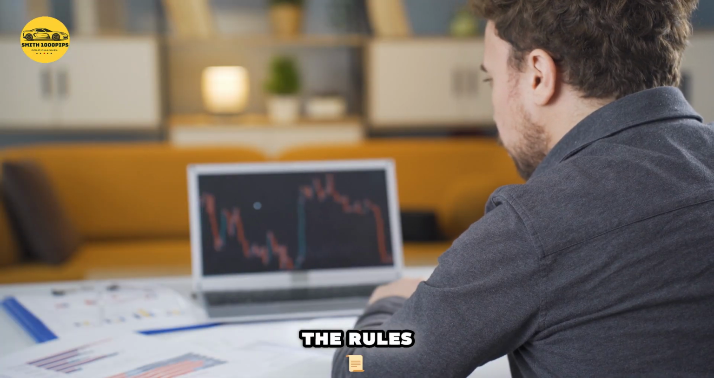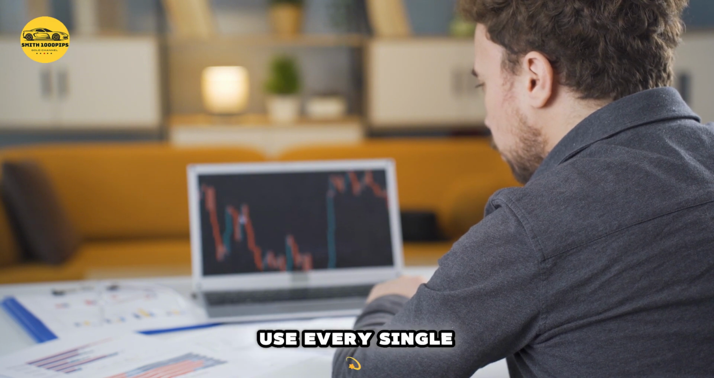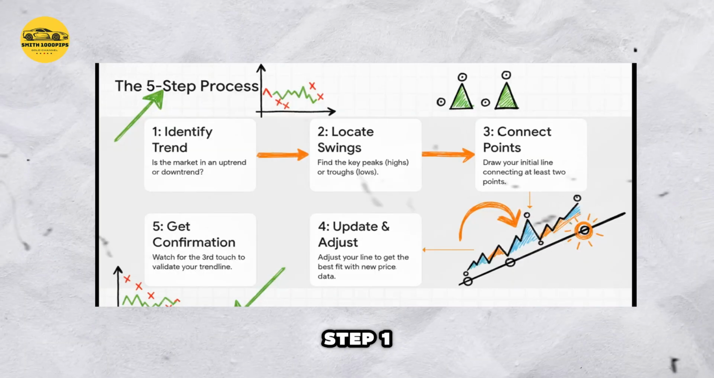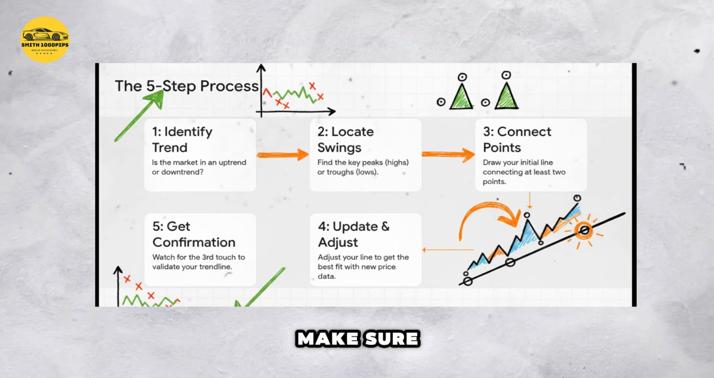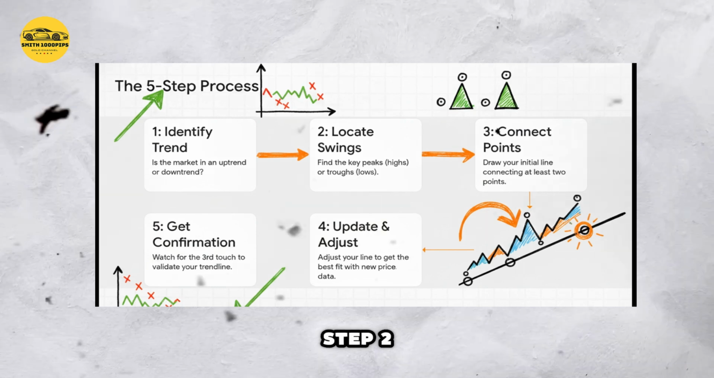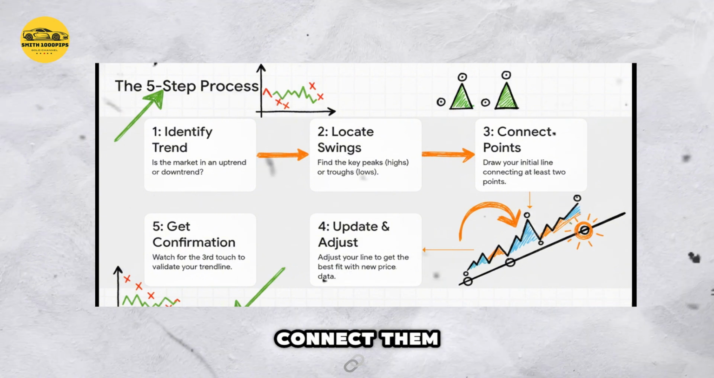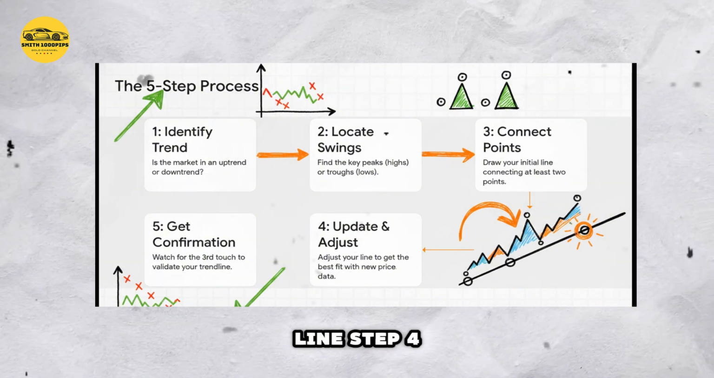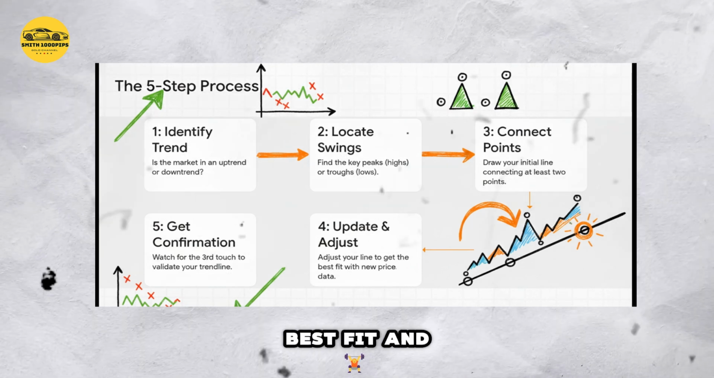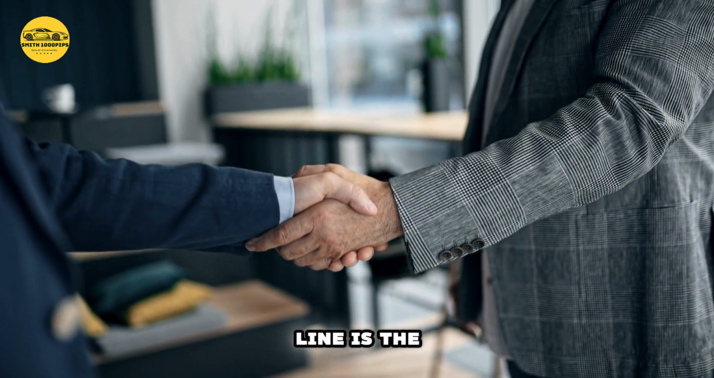Okay, you've got the rules. Now let's turn this into a super simple, repeatable process you can use every single time you open a chart. Let's walk through it. Step 1, and this is obvious but crucial, make sure there's actually a trend. Don't try this in a sideways choppy market. Step 2, find at least 2 clear swing points. Step 3, connect them. Draw your first line. Step 4 is key. You have to adjust the line as new prices come in to get the best fit. And finally, step 5, sit back and wait for that third touch to prove your line is the real deal.